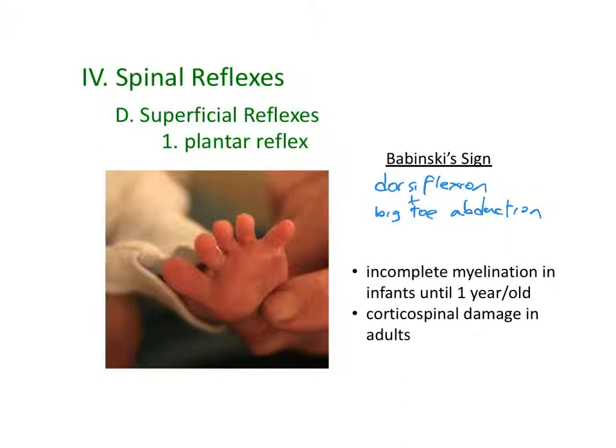What it indicates is that there is still incomplete myelination that is still developing in a newborn. If you can see Babinski's sign in an adult, what this indicates is corticospinal damage, meaning that the motor control or control and sensation of the foot is not properly wired anymore.